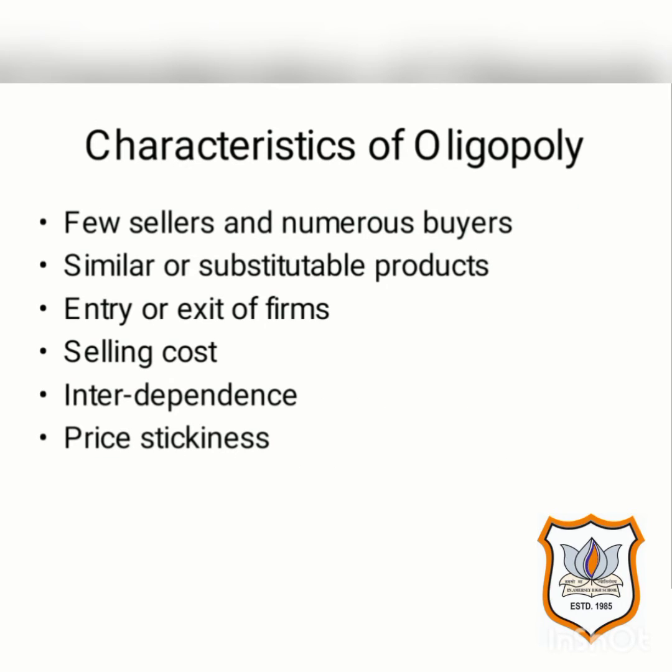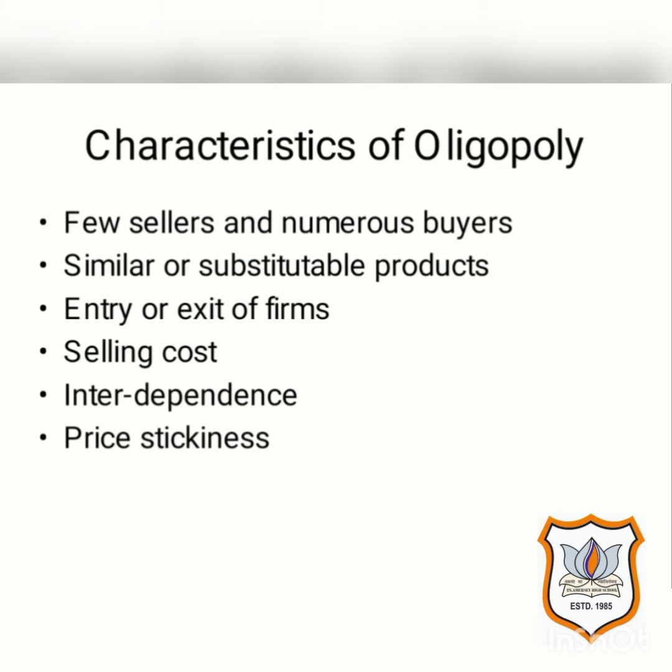Now let us discuss the characteristics of oligopoly. First one is few sellers and numerous buyers. So the number of firms in oligopoly is limited. The number of firms is more than 2 and less than 10 or 20. And because of this, the sellers have a monopoly control over the market. Say for example, petroleum sector, telecom sector. But once again, the number of buyers being numerous in the market, an individual buyer cannot affect the market price.